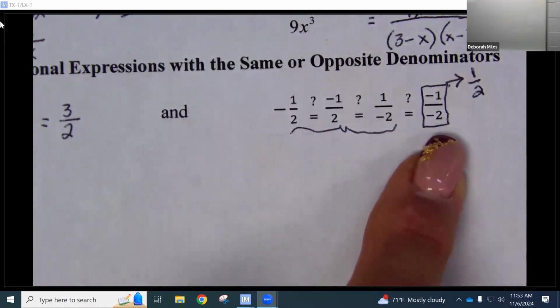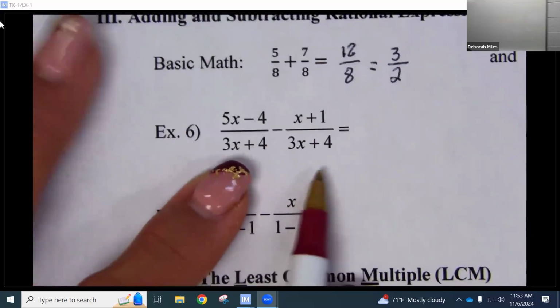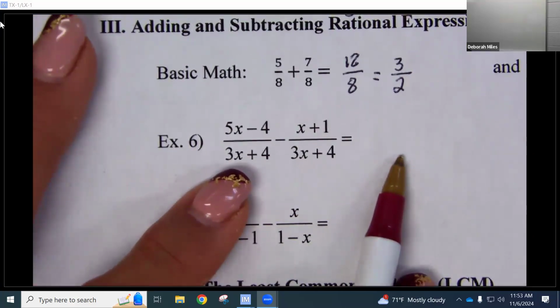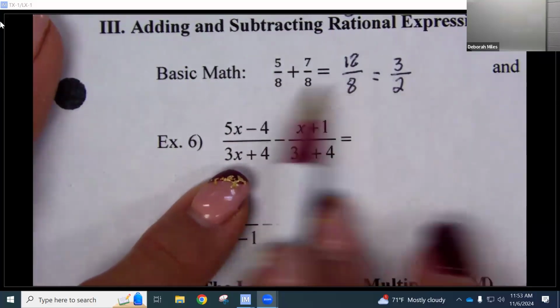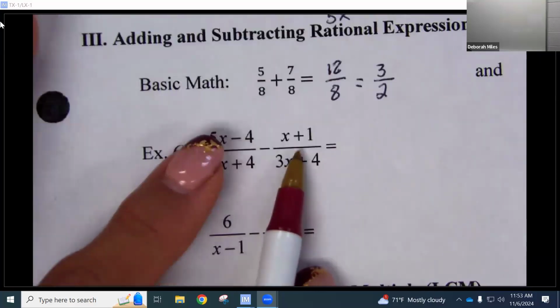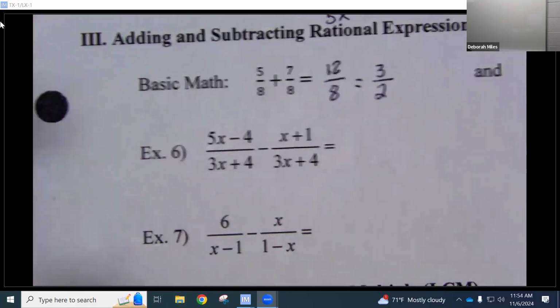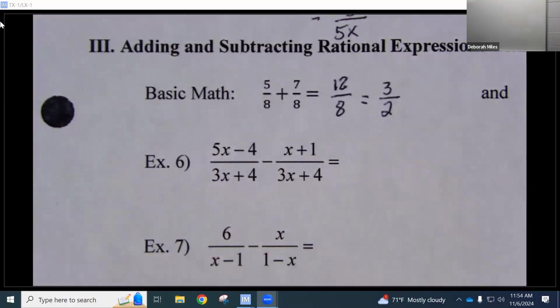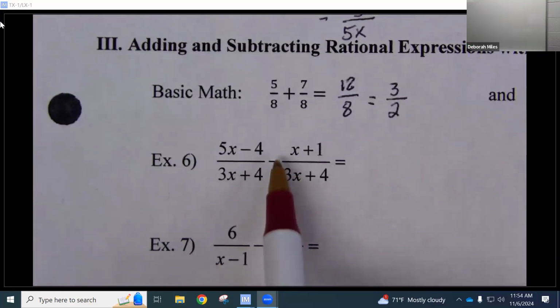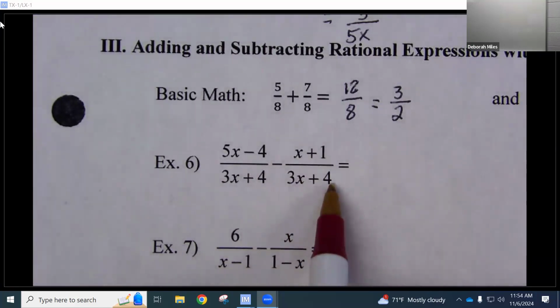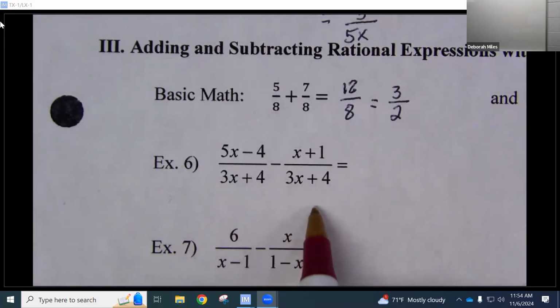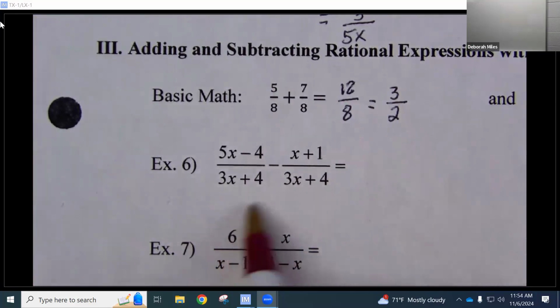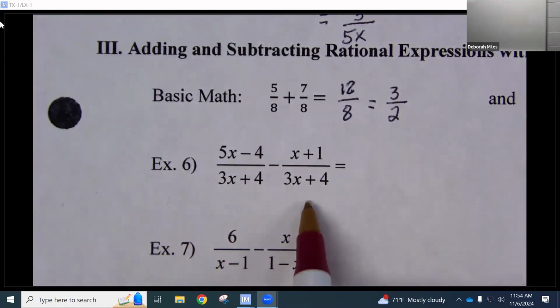All right. So example 6 is a subtraction problem. If that were an addition problem, it'd be just like this basic math. I would add the numerators and keep the same denominator. But I have to pay attention to that negative in front of that. A negative and a minus are the same thing. If I put this negative in the denominator, then my denominators won't be the same anymore. This one will be 3x plus 4. This will be negative 3x minus 4.